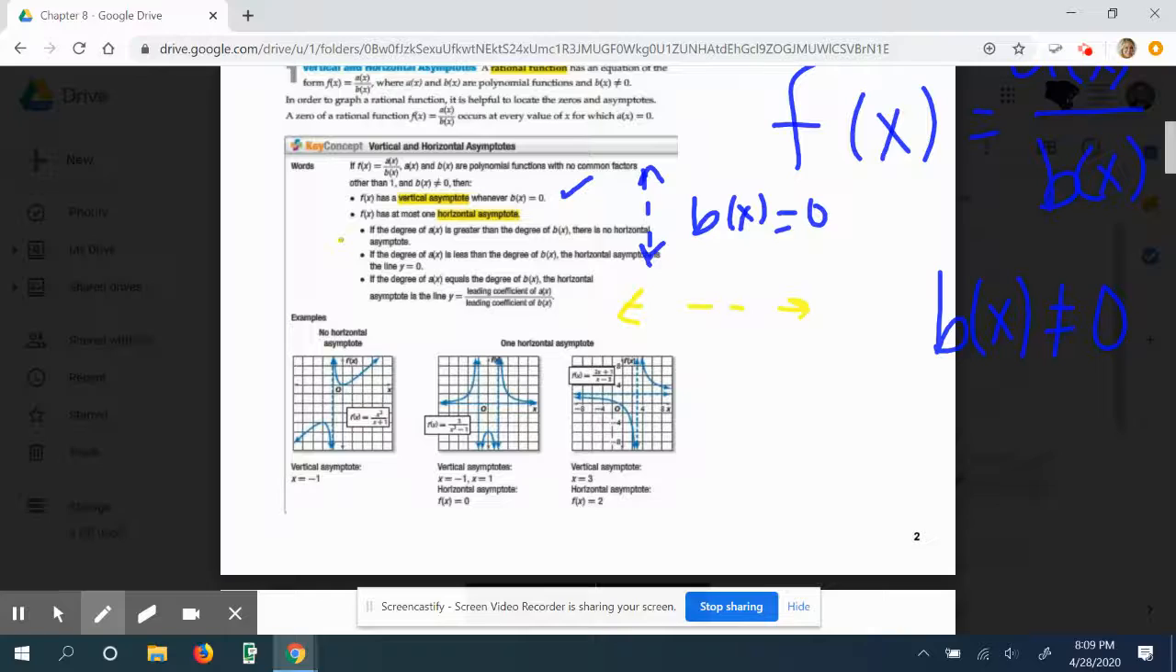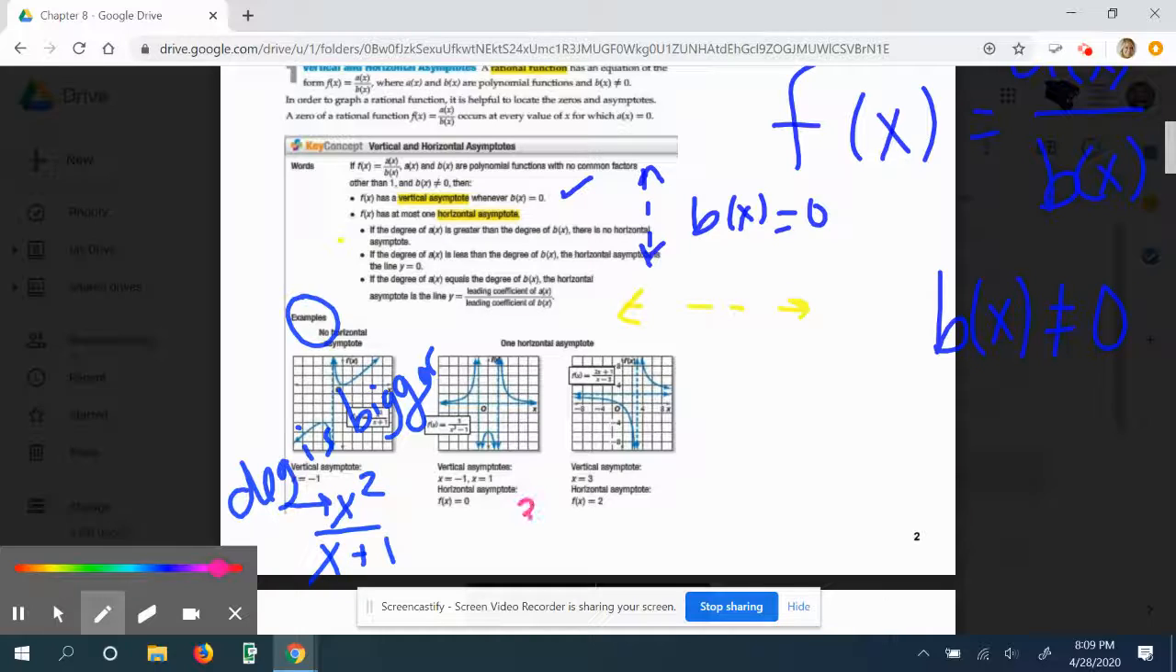If the degree of a of x is less than the degree of b of x, it's going to be at 0. And if the degree of a of x equals it, what we do is we take the leading coefficients and divide them, and that'll be some number, some fraction, and that'll be where it is. All right, so here are a couple examples that they have in here. The first one is no horizontal asymptote, x squared over x plus 1. You'll notice that the degree on top is bigger, and so there's no horizontal asymptote.